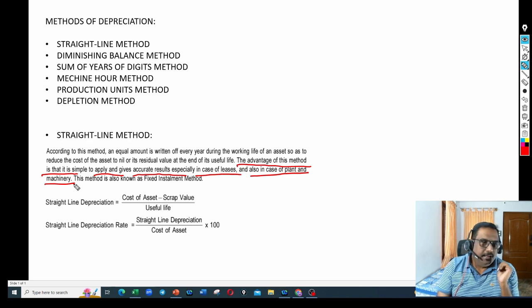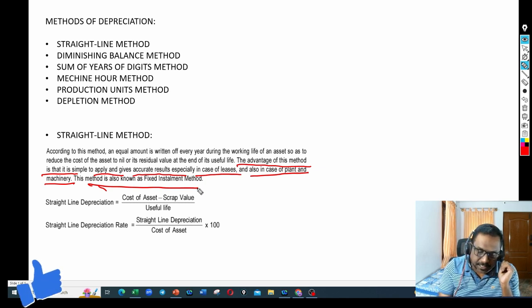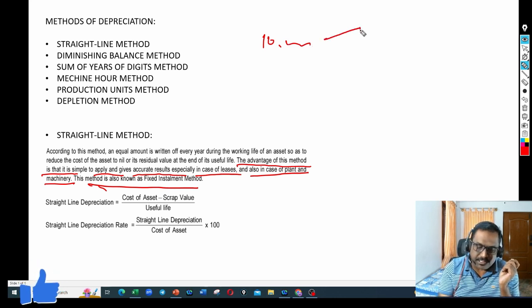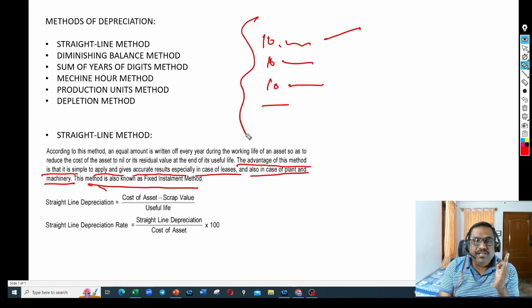Right? This method is also known as fixed installment method. Why are we calling this a fixed installment method? Because every year 10,000. I have just taken the previous example. First year 10,000, second year 10,000, third year 10,000. So the amount of depreciation we write off on a yearly basis is going to be equal. Since it is equal and fixed every year, we call it fixed installment method.